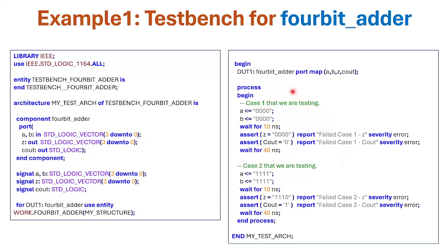And then here, inside the main architecture body between begin and end, we have a process inside which you have as many testing cases as you may want to add. In this case, I have just two cases. In case one, I want to apply to inputs A and B all zeros, and assert whether the output will be all zeros.